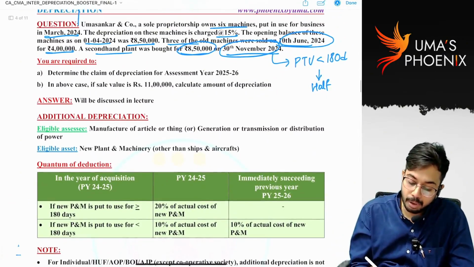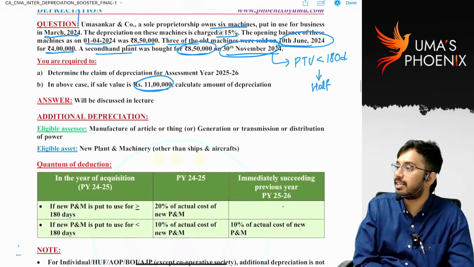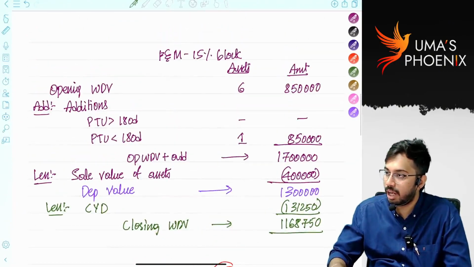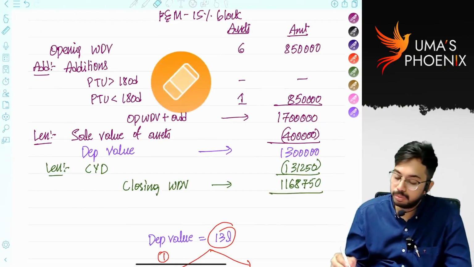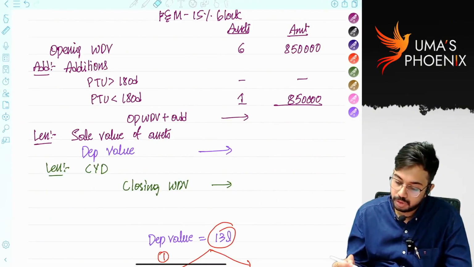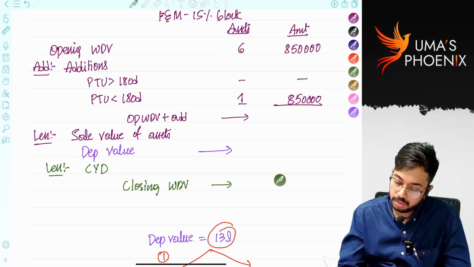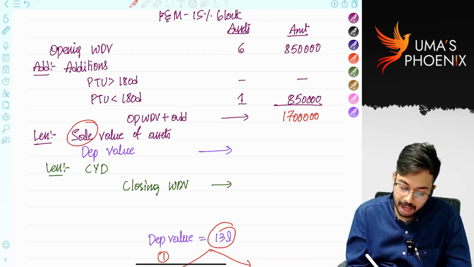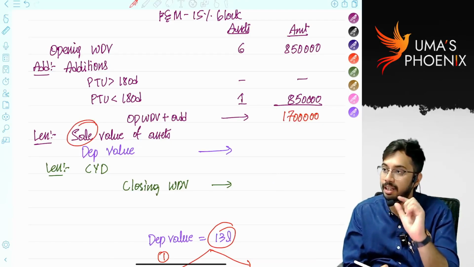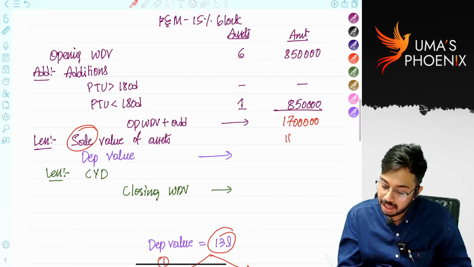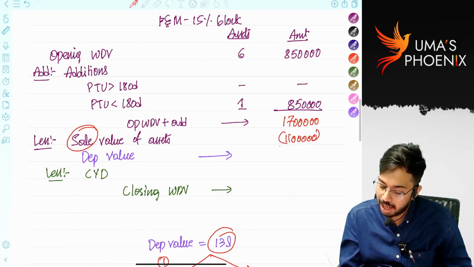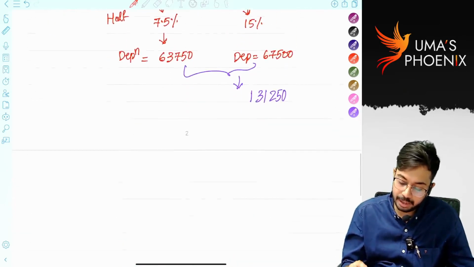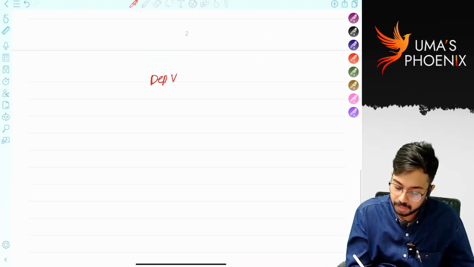Now, in the above case, if sale value is 11 lakhs, calculate amount of depreciation. This you need not write, just listen to me. Okay? Opening written down value plus additions 17 lakhs. Sale value is not 4 lakhs. In second case, sale value is 11 lakhs. If sale value is 11 lakhs, how much is depreciable value? 6 lakhs. Yeah, depreciable value is 6 lakhs.